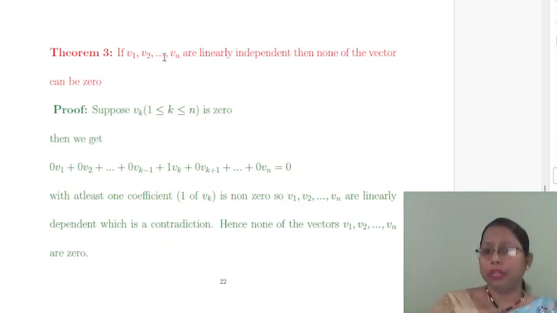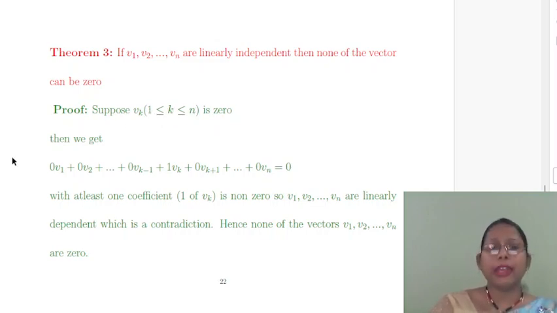Next, if b1, b2 up to bn are linearly independent, then none of the vectors can be 0. Here we have to prove that none of these vectors is 0 and that this set is linearly independent. To prove this, suppose any one of them is 0, for instance bk, where k lies between 1 and n.